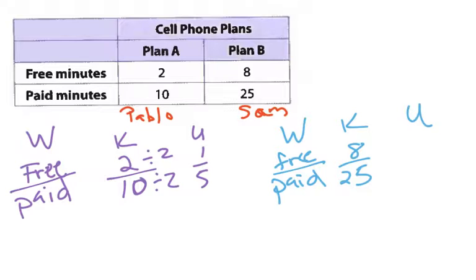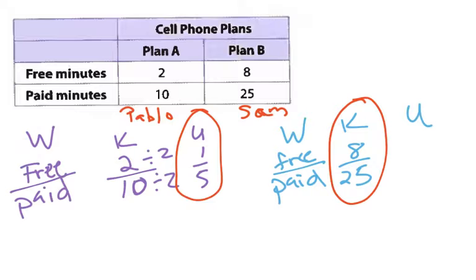So the ratio of Pablo's free to paid minutes is 1 to 5. The ratio of Sam's is 8 to 25. Are those two equivalent? Well, when you look at these ratios, are 5 and 25 friendly numbers? This is the part where you say, yeah, those are friendly numbers, Mrs. Eccles. So what I'm going to do is take this 1/5 and multiply that by 5 over 5 to make an equivalent ratio.